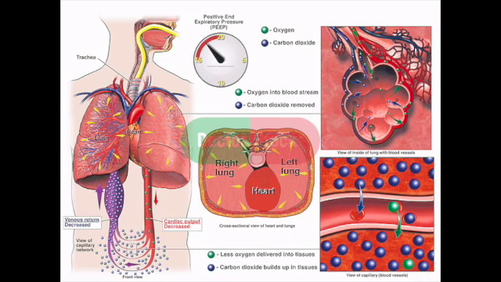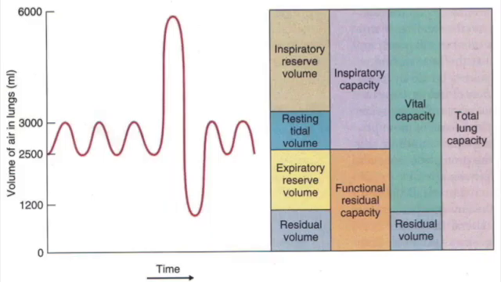which is the inspiratory reserve volume plus the TV plus the ERV. The total lung capacity is the volume of the lungs at maximal inspiration, and this is the vital capacity plus the residual volume. The functional residual capacity, FRC, is the volume of gas in the lungs at normal tidal volume and end expiration, so that's the ERV plus the RV.